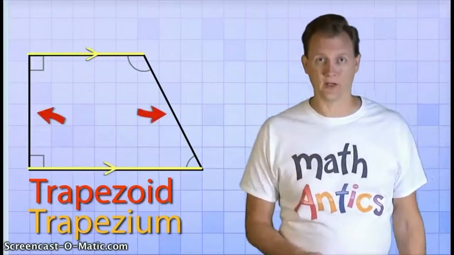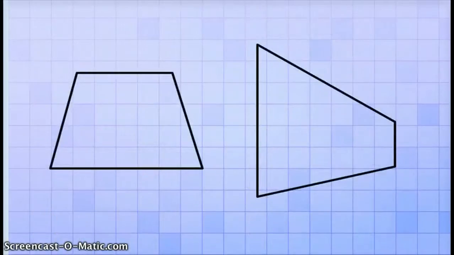Okay, so this quadrilateral is a trapezoid, or trapezium, because it has only one pair of parallel sides, and the other sides are not parallel. Here are a couple more examples of quadrilaterals that have only one set of parallel sides.